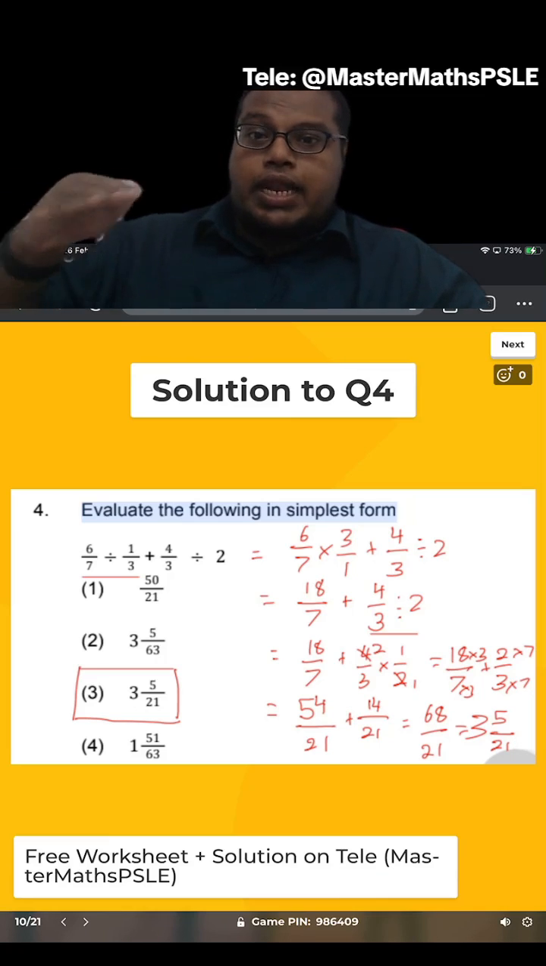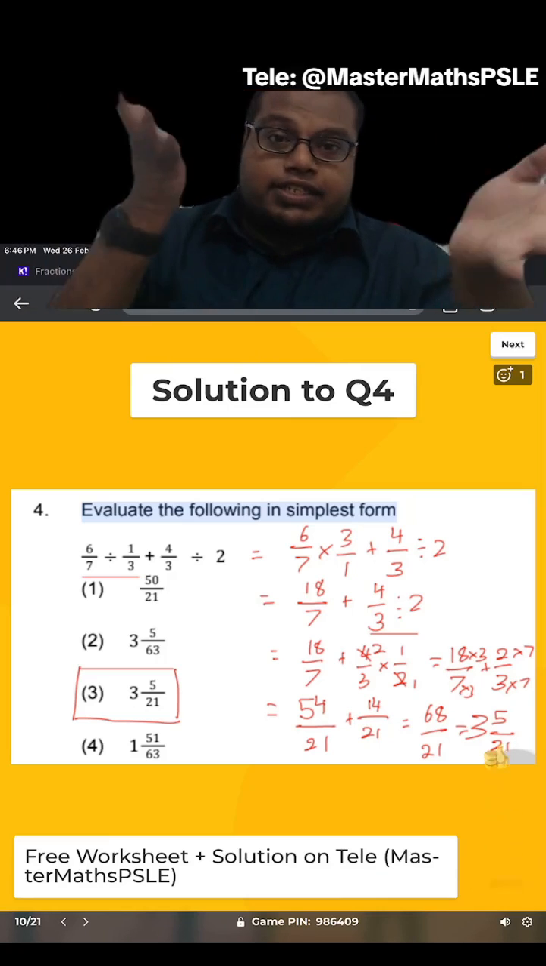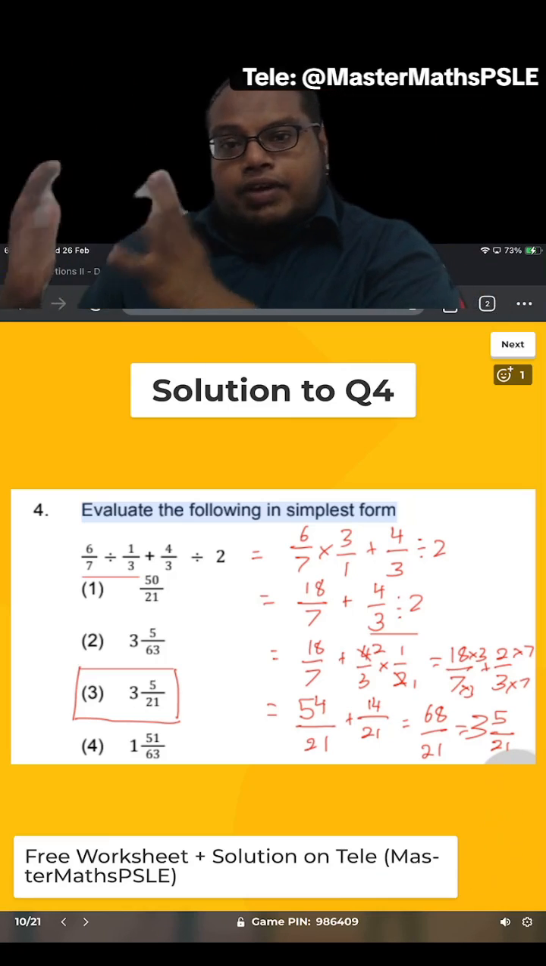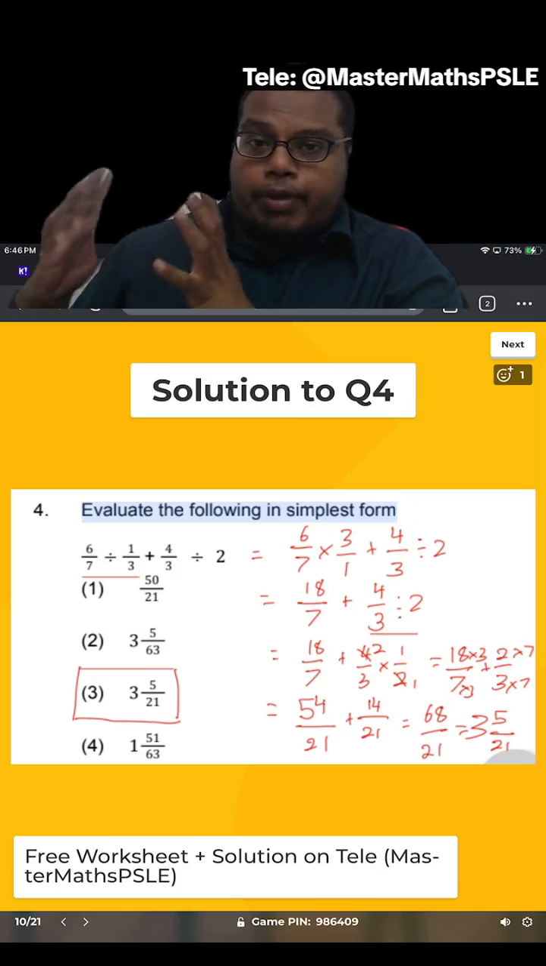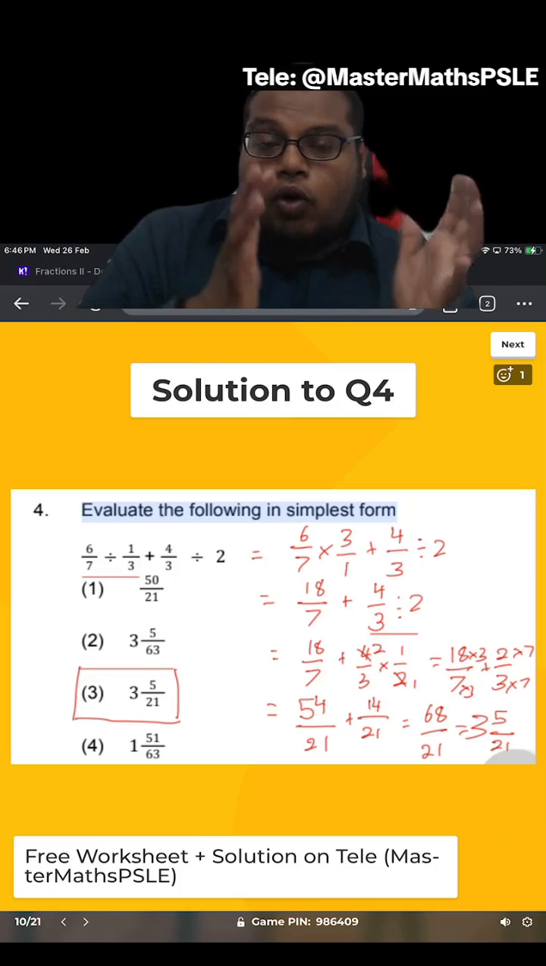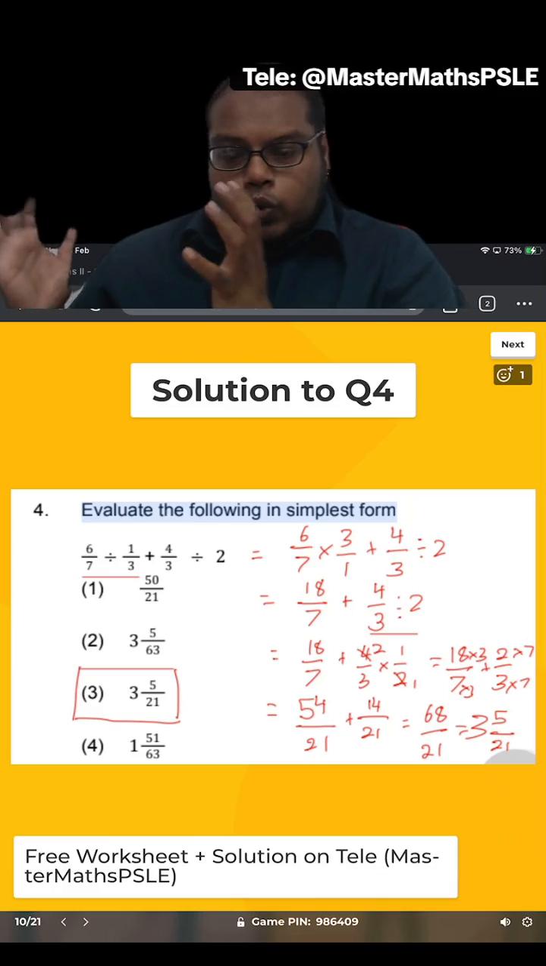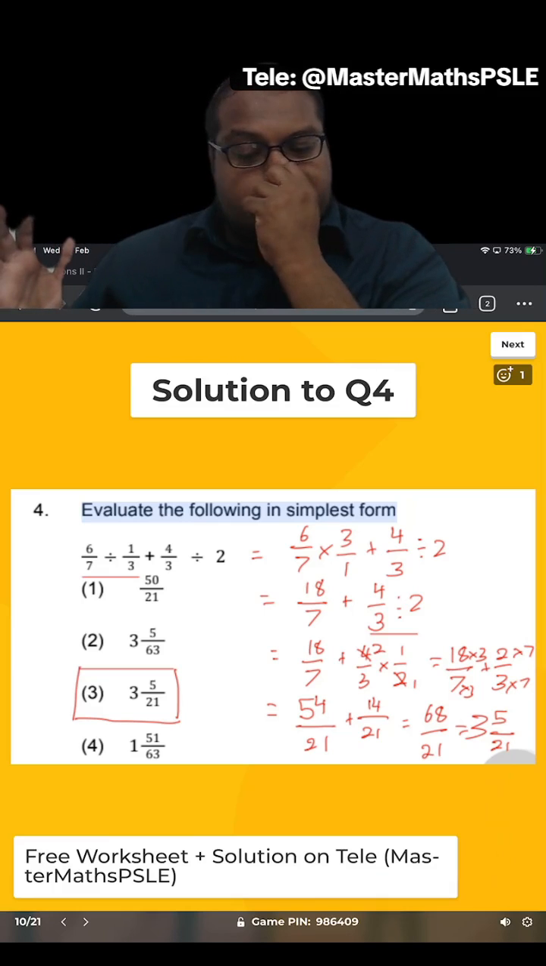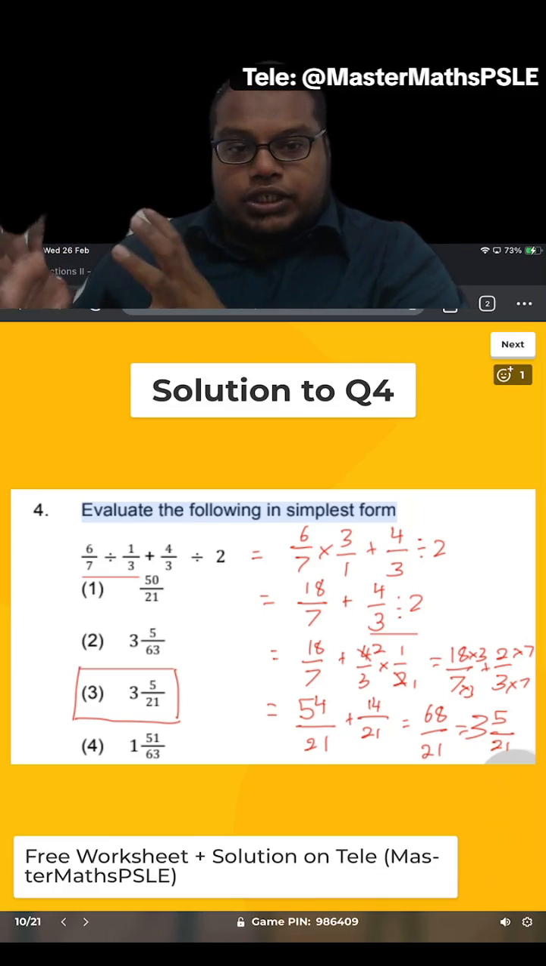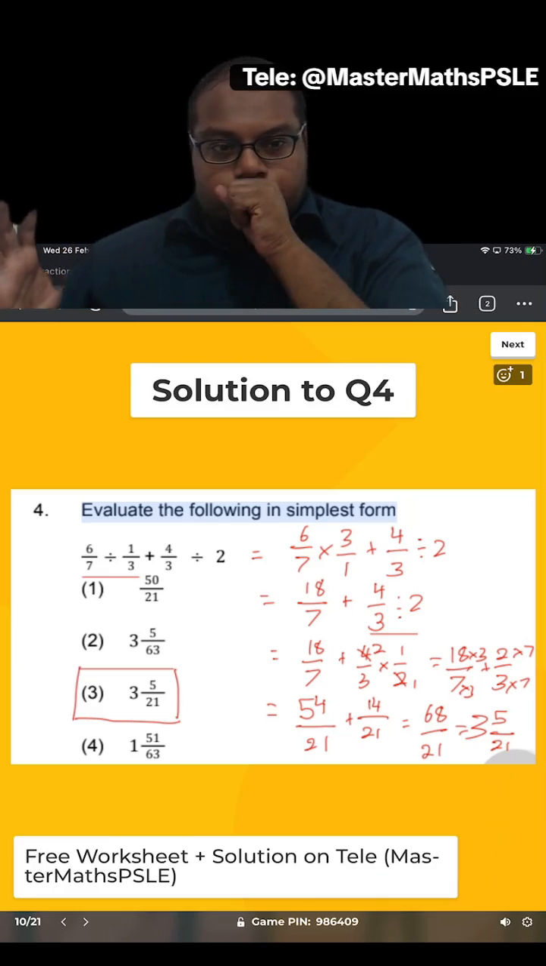So remember, we do left to right. We got two divides there, right? We have a left divide, the 6/7 divided by 1/3, followed by 4/3 divided by 2. So we do the first one, the 6/7 divided by 1/3.